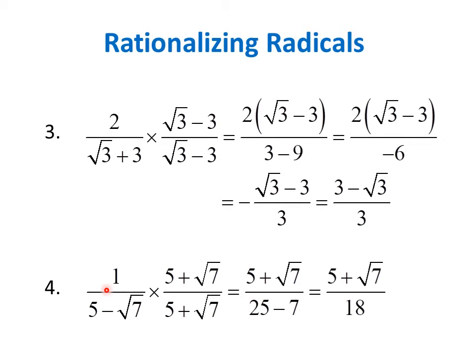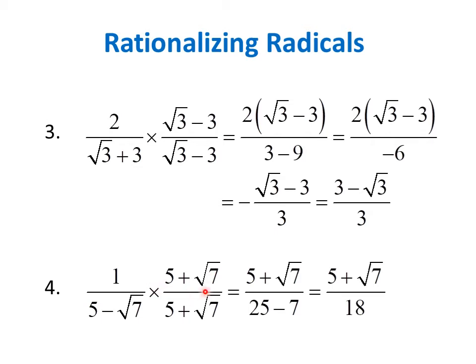Next, we have 1 over 5 minus the square root of 7. So in this fraction, the denominator is also a binomial with a radical. First we have to get the conjugate, and that is a binomial with the same terms 5 and square root of 7, but the operation is opposite, so it should be plus. So the conjugate is 5 plus the square root of 7.